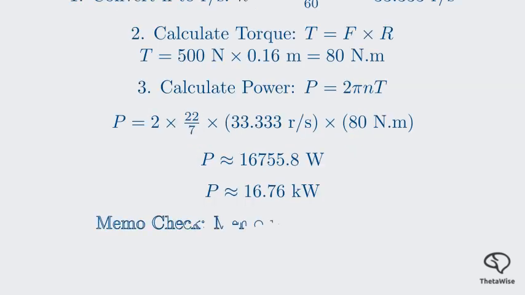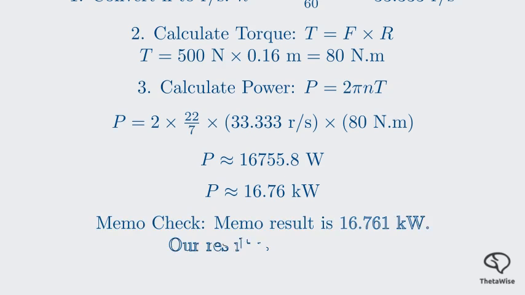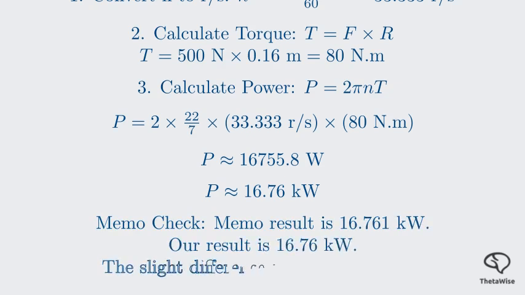Let's compare to the memo. The memo's calculation is identical to ours and gives 16.761 kilowatts, confirming our answer. To quickly summarize question 10, we used the torque and rotational frequency to find the power transmitted after converting all units to be consistent. This concludes question 10.